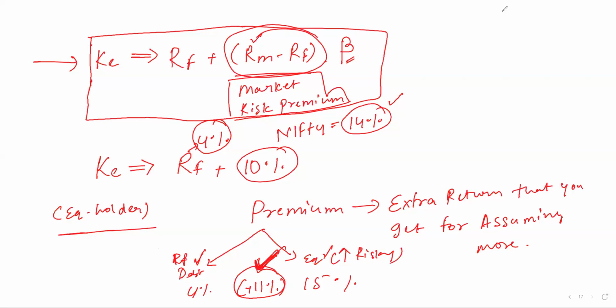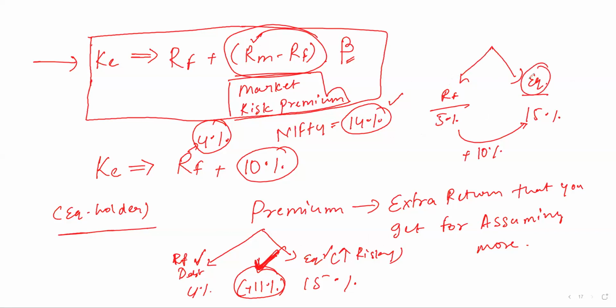Let's suppose, SM, you are investing in equity and you are getting 15% return. If you would have invested in a risk-free asset like debt or government bonds, you would have got 5% return. You are getting this difference of extra 10% return by investing in equity. Why are you getting this extra 10% return? Because of the extra risk that you have taken. Equity is more risky than a risk-free asset, right? So this extra 10% return is nothing but the premium that you receive in return for assuming the extra risk.